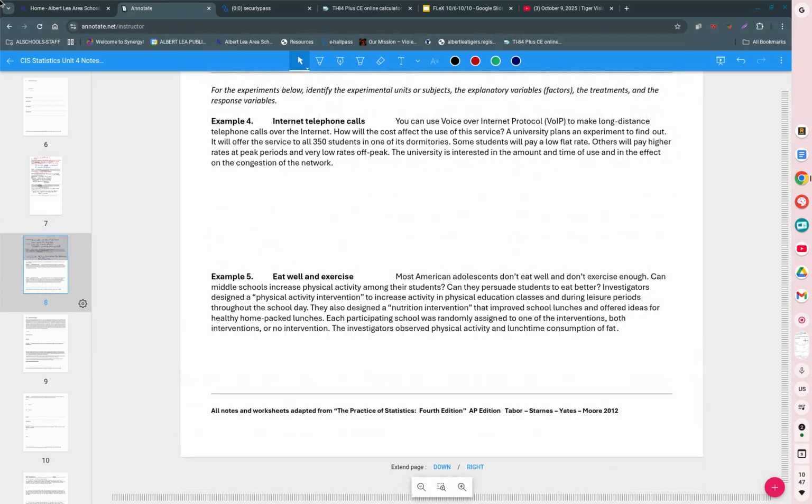What does an experiment look like? Here are 2 examples of some good experiments. Internet phone calls. You can use voice over internet protocol to make long distance phone calls over the internet.